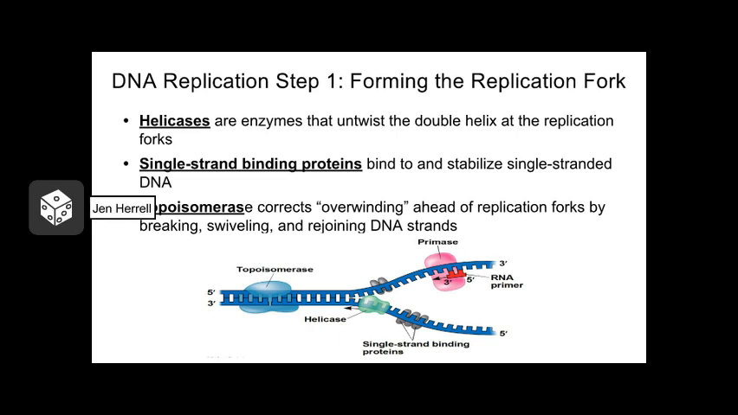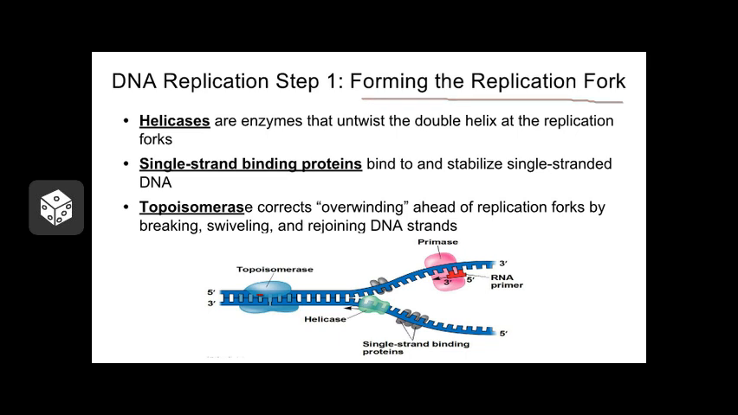Now that you understand the overall process of DNA replication, let's dig into the nitty-gritty. We're going to look at the enzyme machines that make eukaryotic DNA replication happen, and there are several of them. The first step in DNA replication is forming this replication fork and actually opening the DNA so the other enzymes have room to work. There are three sets of enzymes that are important to this process.